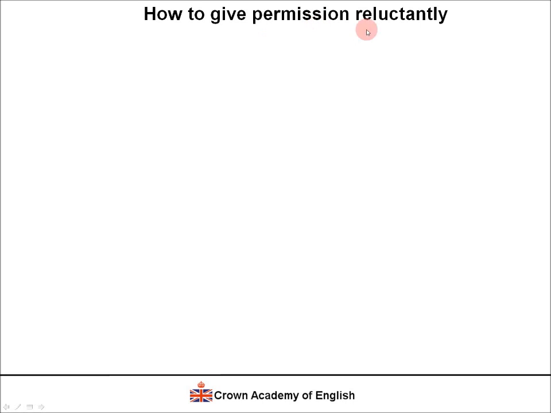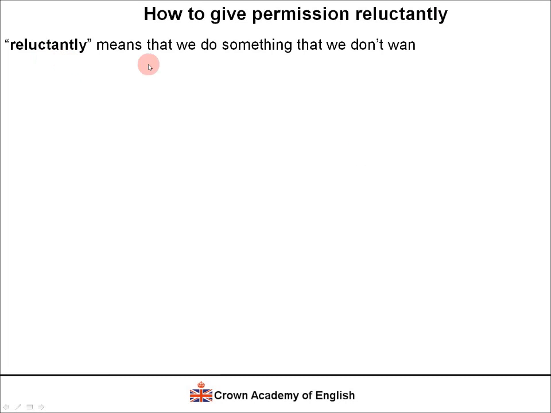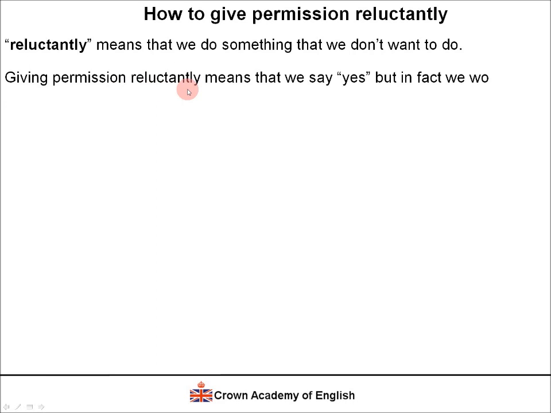How to give permission reluctantly. So what does this mean? Well, reluctantly is an adverb, and it means that we do something that we do not want to do. Therefore, giving permission reluctantly means that we say yes, but in fact, we would prefer to say no. Okay, so we say yes, perhaps to be polite, but really we don't want to say yes. We want to say no.